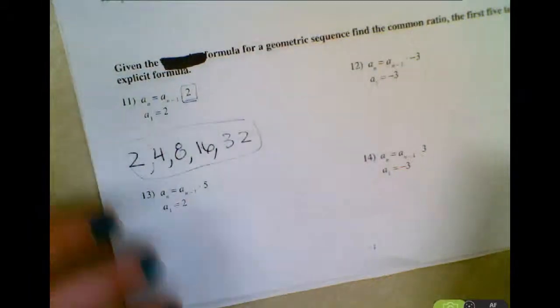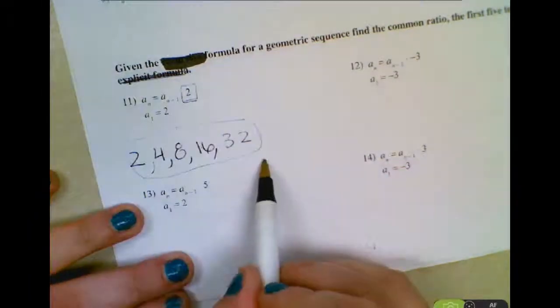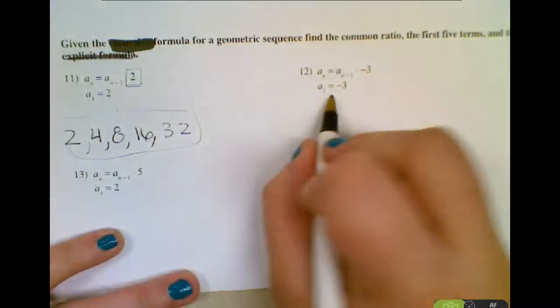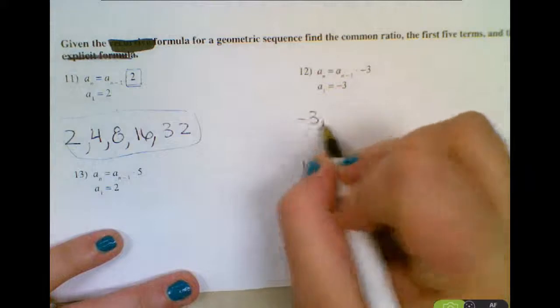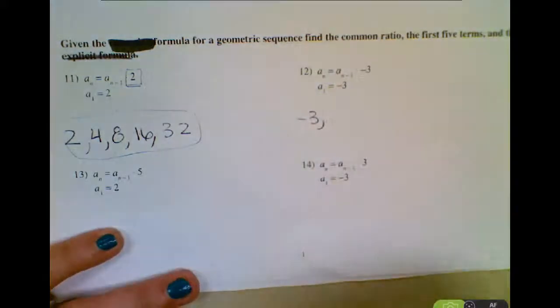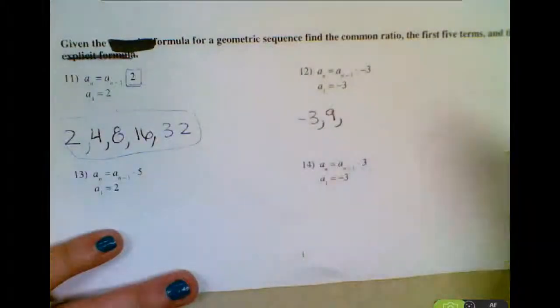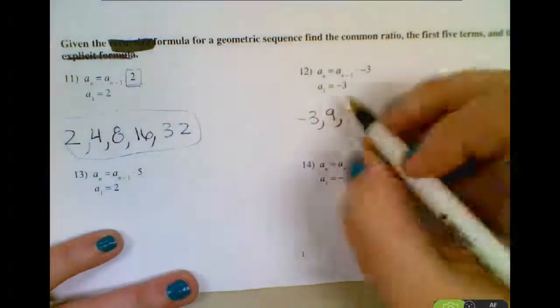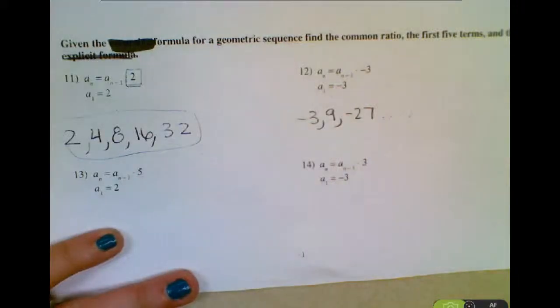Don't worry about trying to find the explicit formula. All I want is just the first 5 terms. So then we would do the same thing over here. Our first term is negative 3. So I'm going to do negative 3 times negative 3. We know a negative times a negative is a positive. And 3 times 3 is 9. So we have positive 9. Then I have 9 times negative 3 is negative 27. And you continue the pattern until we have 5 total.